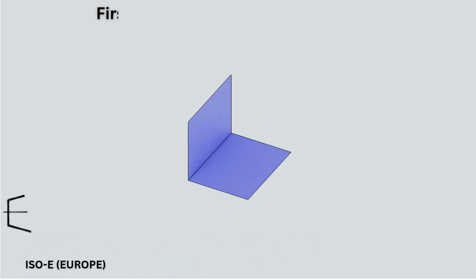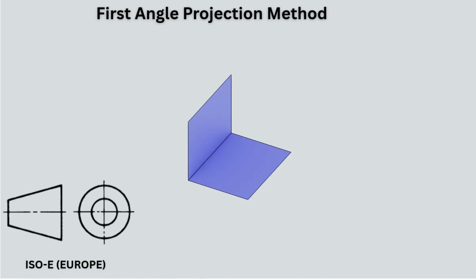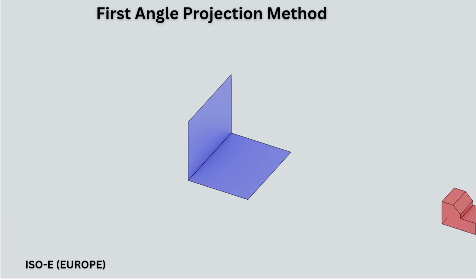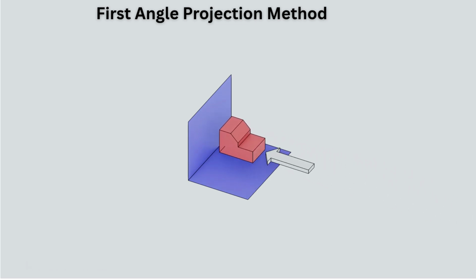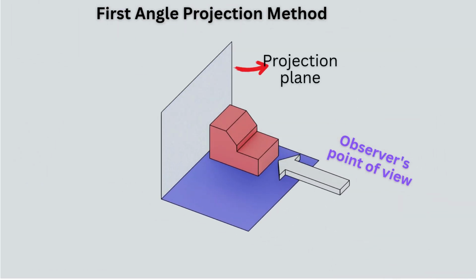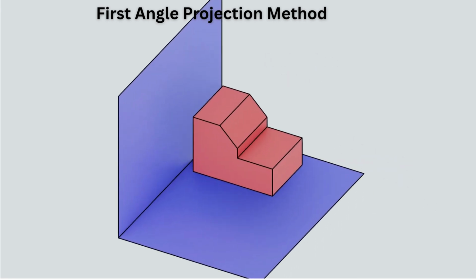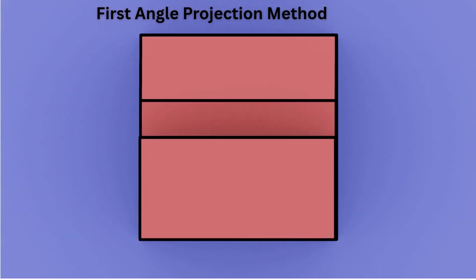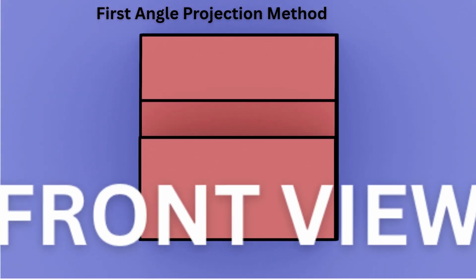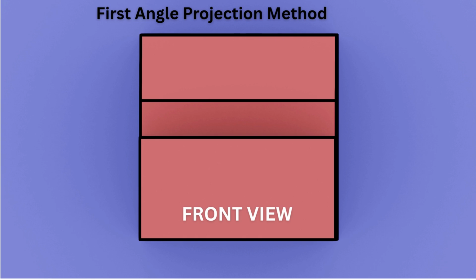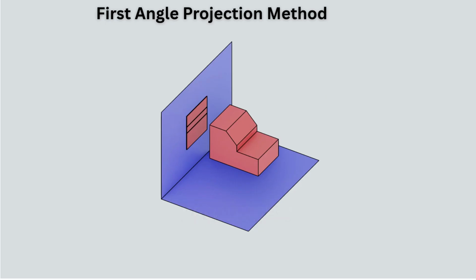First angle projection method. First angle projection is one of the most commonly used projection methods in engineering drawings. In this method, the object is placed in the first quadrant. In other words, the object is positioned between the observer and the projection plane. To understand this more clearly, imagine that we are standing directly in front of the object. The shape seen from this point is called the front view. The front view is projected onto the vertical plane located behind the object. In other words, the image seen by the observer is projected onto this vertical plane.